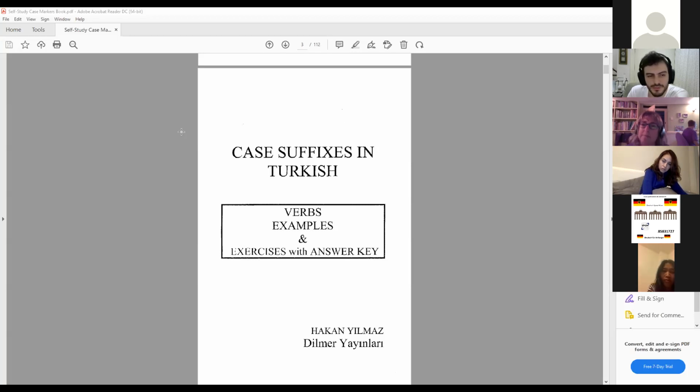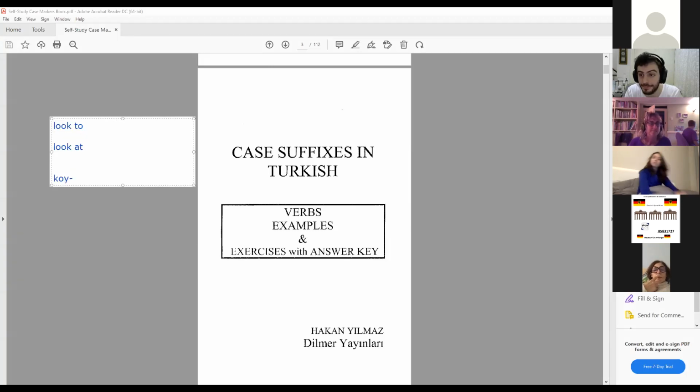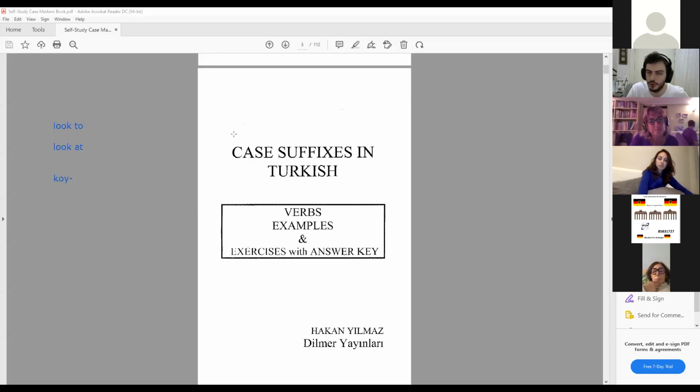Yeah. The classic example is the verb look. In Turkish, we basically say look to, meanwhile in English it is look at. So it's one of the most common examples. Another example is the verb koymak. With the verb koymak, we put something to. We put the phone to the table in Turkish, but in English you say I put the phone on the table. So this book is really useful to learn the case markers.